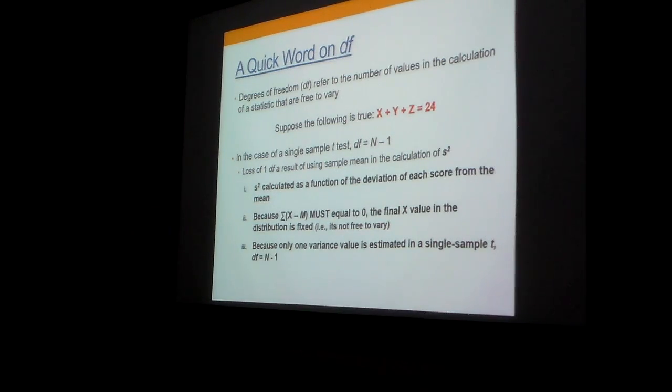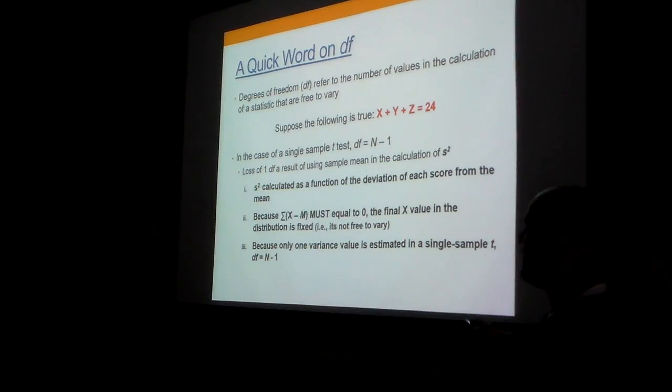Any of those deviation scores could be anything in the universe, right? But as soon as we get to the last one, we know that the sum of your deviation scores has to be 0. And so that last parameter is fixed. That's where we're losing that degree of freedom. And because we only use one variance in a single sample t-test, the degrees of freedom for our single sample test are going to be n minus 1.